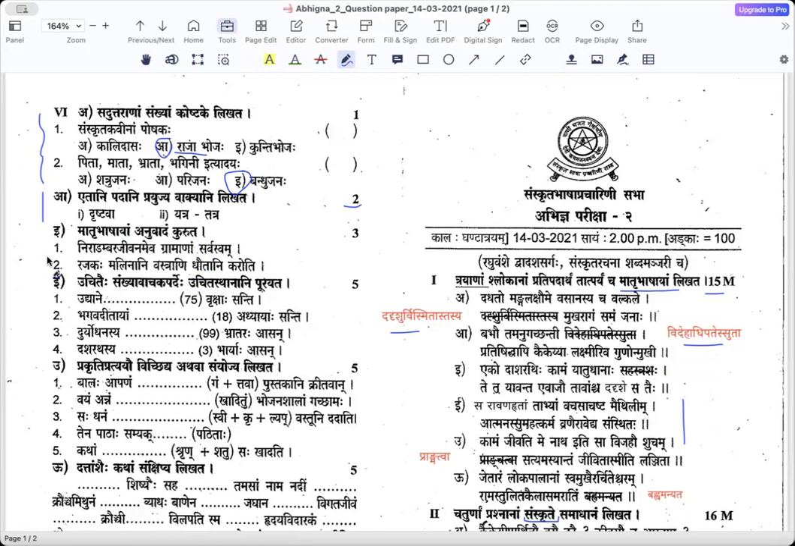Matrabhashayam Anuvadam Kuruta: Niradambara Jivaram Eva Gramanam Sarvaswam. This again is taken from Bodhini lessons. Bodhini 1 will have all these.